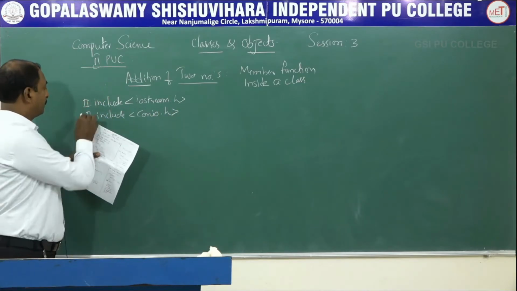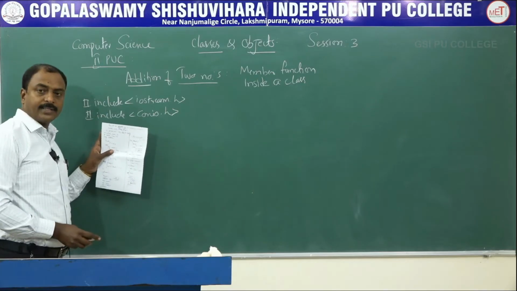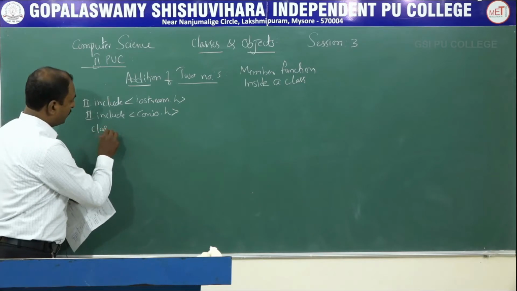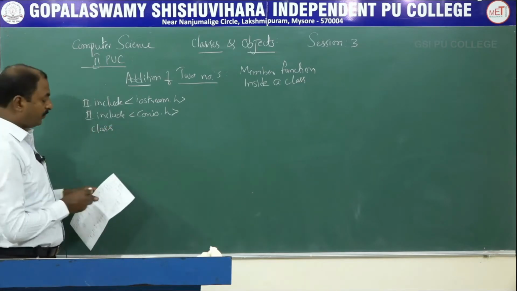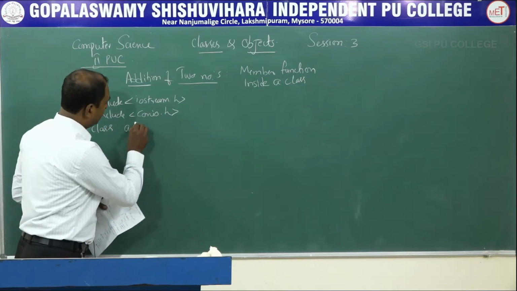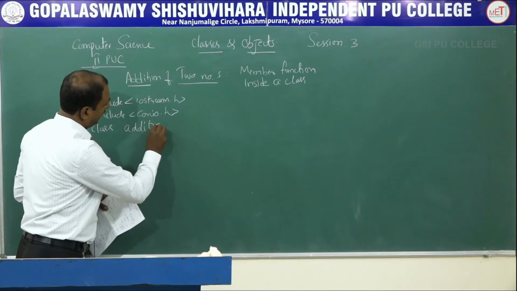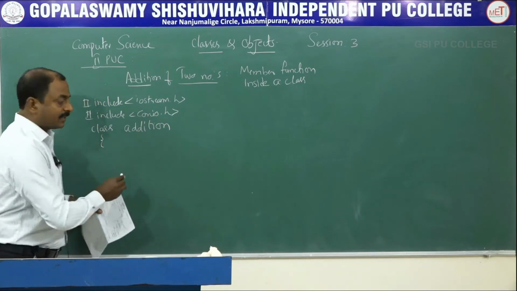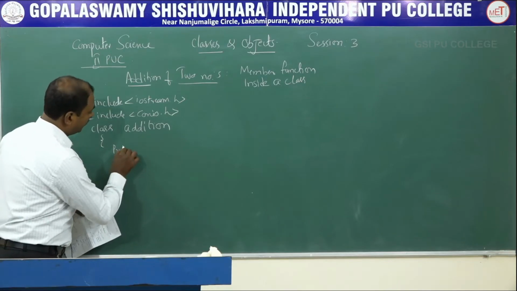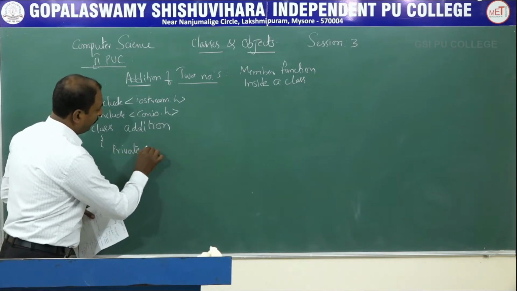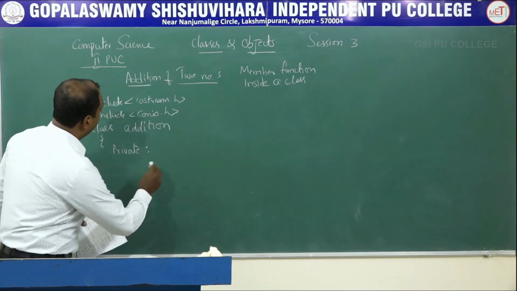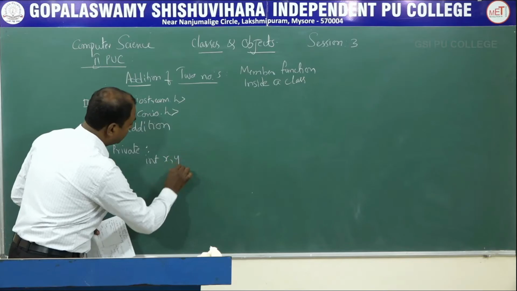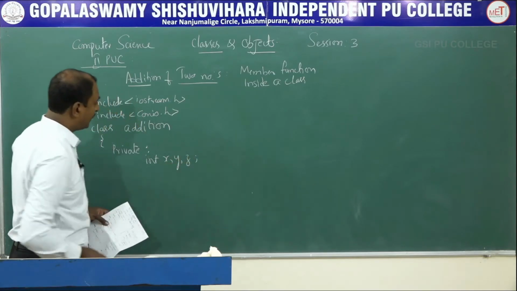Next, students, as I told you yesterday, the program will start with a class definition. This is class addition, the name of the class, and here the access specifier, private colon. There are three variables here: int x, y and z.